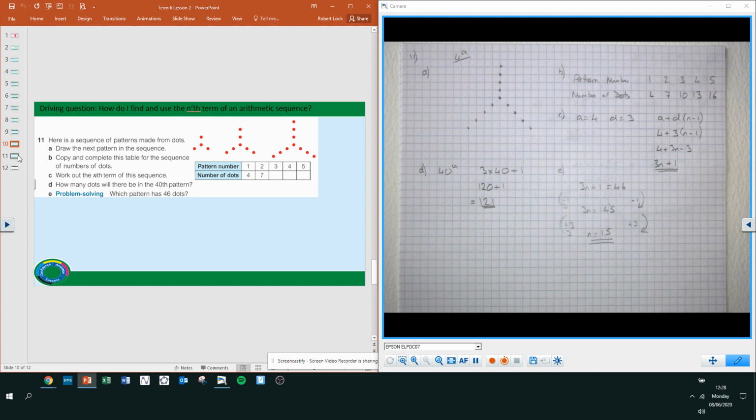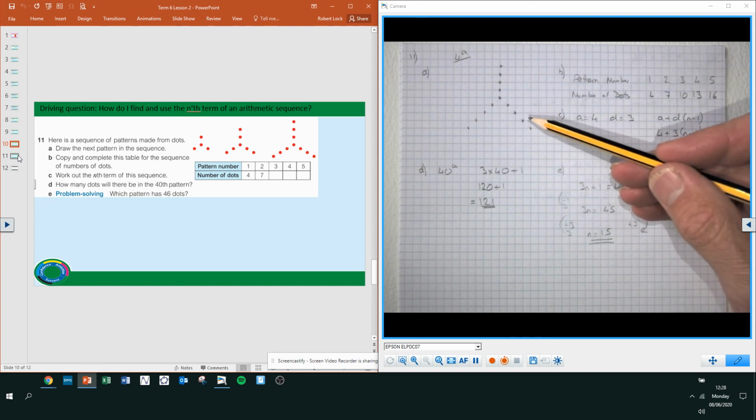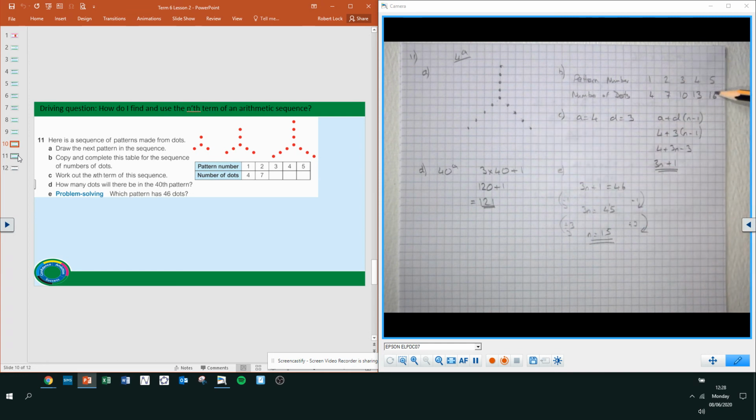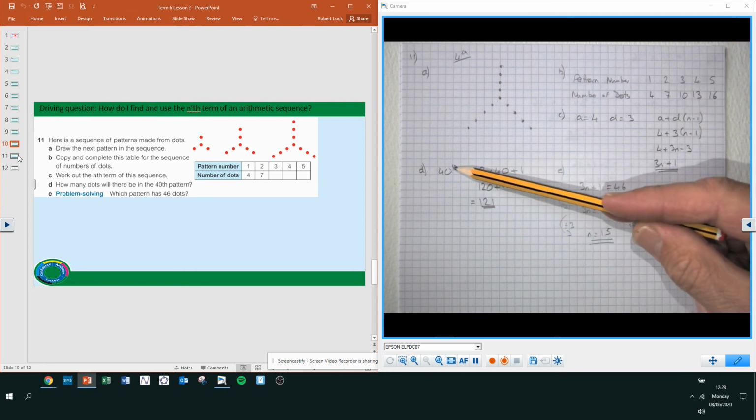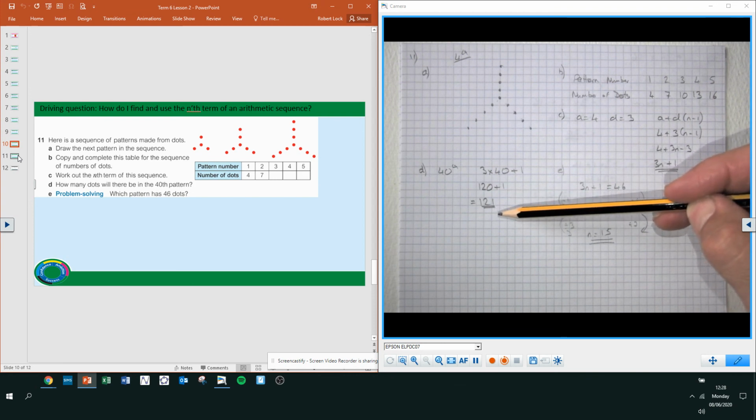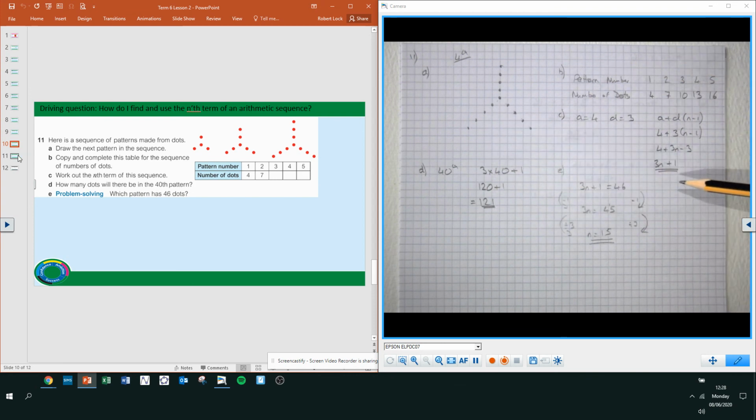So the answers to those questions: A, we've drawn it. B, copied and completed the table. C, we worked out the nth term using the formula. Or the difference between each term is 3. Place that in front of the letter n, so it'd be 3n. Term before the first term: take away 3 from 4 and make plus 1, so it'd be 3n plus 1. The 40th term will have 121 dots, and for 46 dots, which term number is it? It is 15.